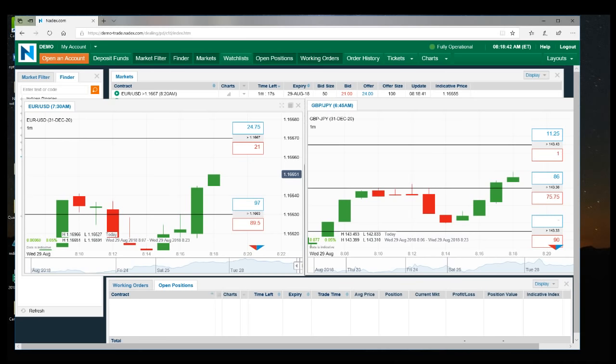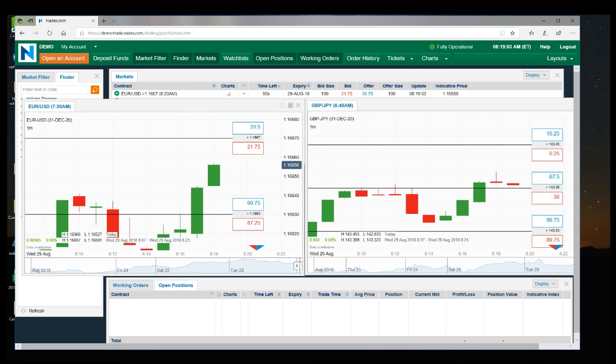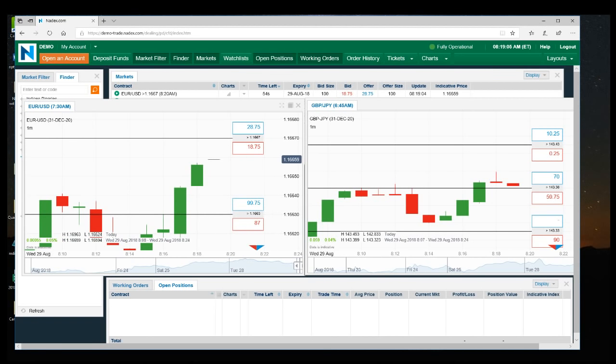On the euro, you have resistance at 68 and 69. On the British pound, you have overhead resistance at 43.